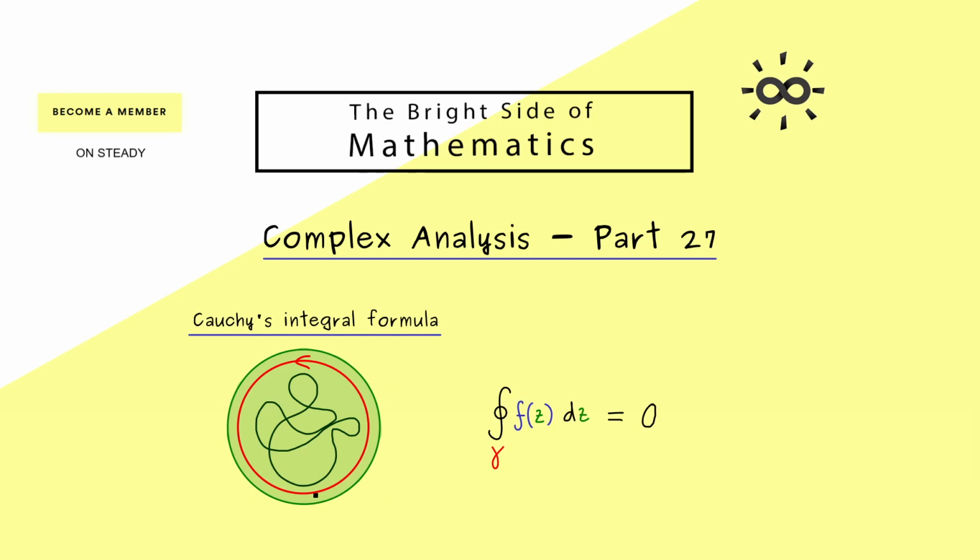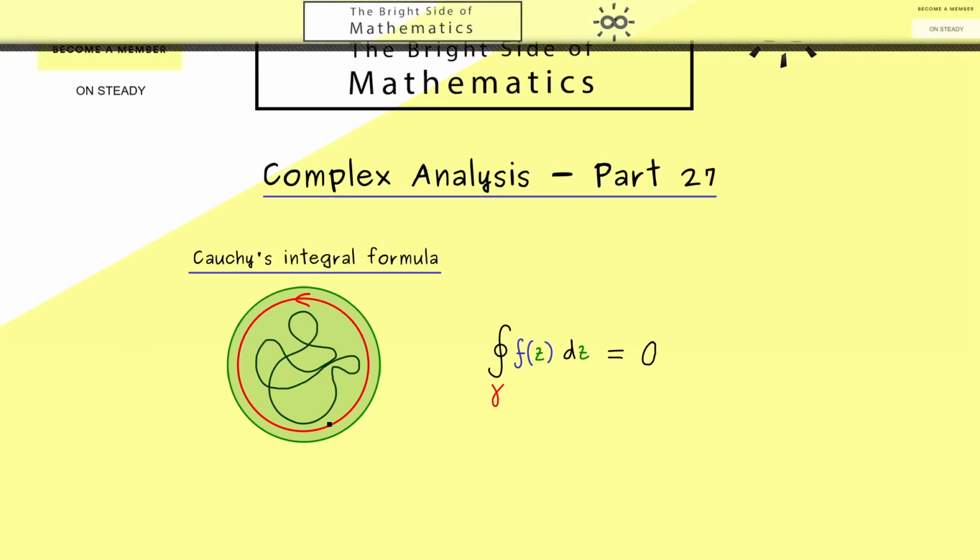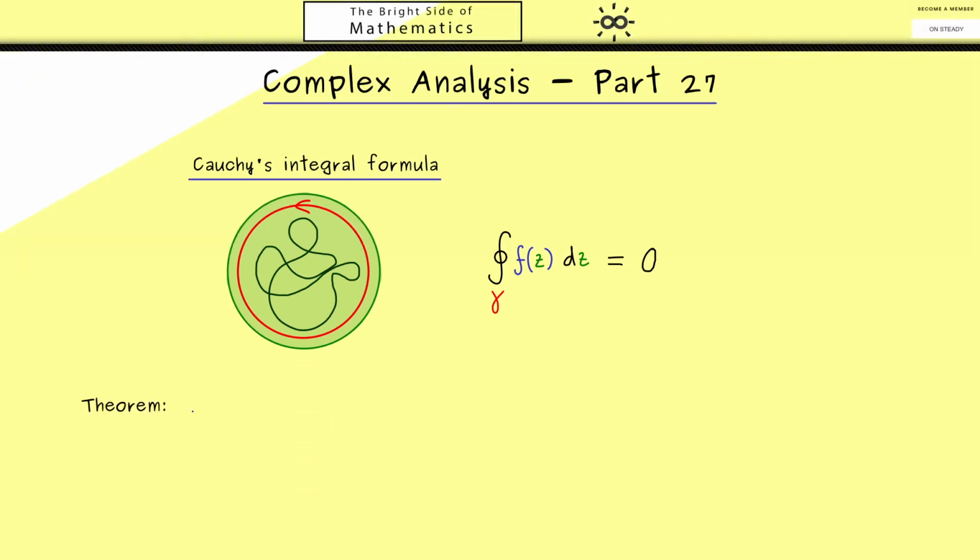Now, the circle is interesting because it will tell us a lot about the points inside the disk. Indeed, it will turn out that all the values inside of the function f are already determined by the values on the circle. In other words, a holomorphic function does not have a lot of freedom. It's already determined when you know some values on a line. Okay, and now Cauchy's integral formula will make this more concrete. Therefore, let's put it immediately into a theorem.